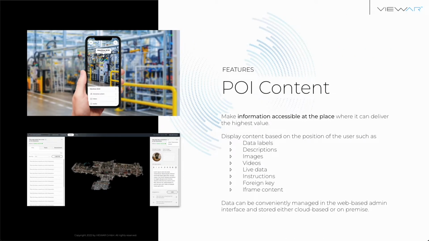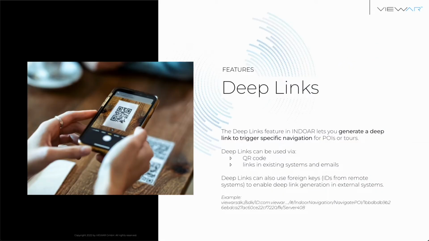POIs contain several types of content, as in descriptions, images, videos, live data, instructions, so-called foreign keys, which are IDs in foreign systems. And you can also override this content with an iframe URL. We also provide the ability for so-called deep links. This lets you generate links that will trigger a navigation on the specific location to the specific point of interest.